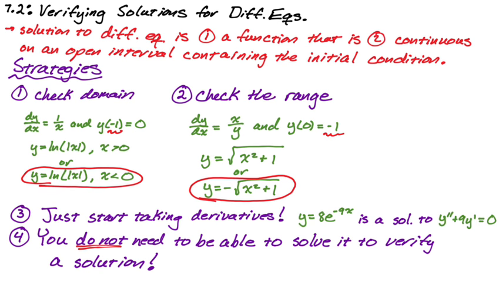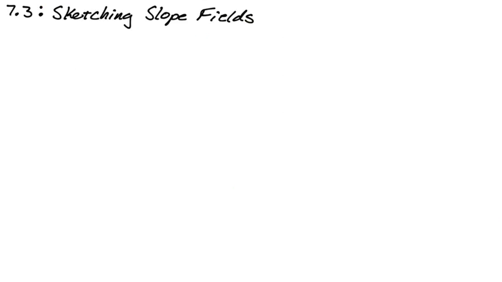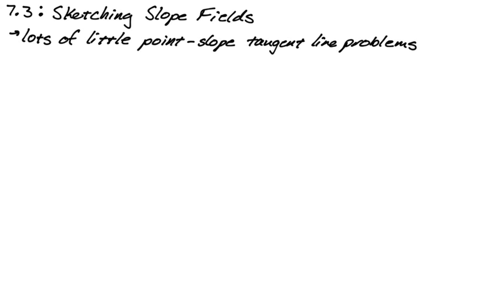All right, let's take a look at 7.3. So 7.3 is something that I kind of enjoy, but also kind of hate. It's sketching slope fields. Computers and calculators are basically designed to create slope fields. Humans are not really. But when I think about sketching a slope field, I know what they're going to end up looking like. But what I really think is this is a ton of point-slope tangent line problems, right?